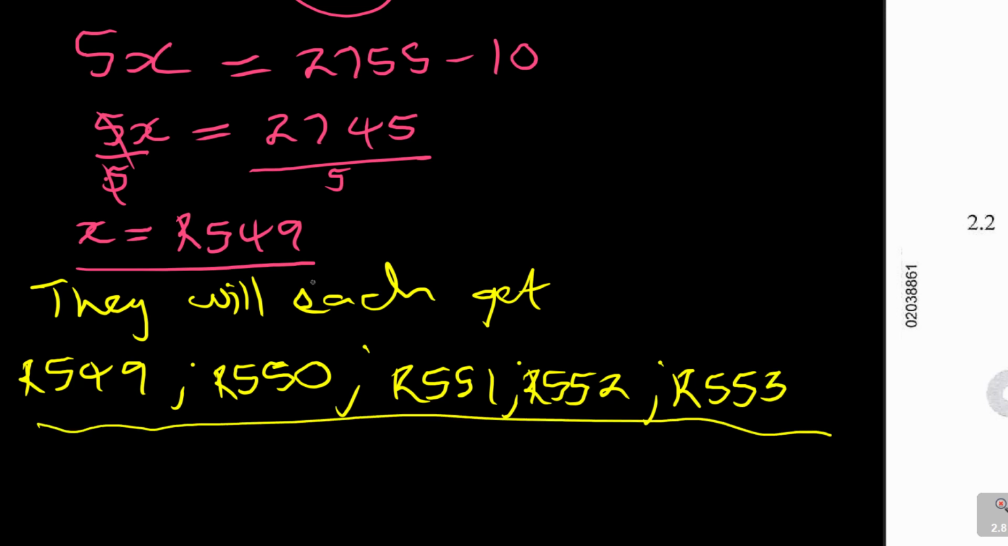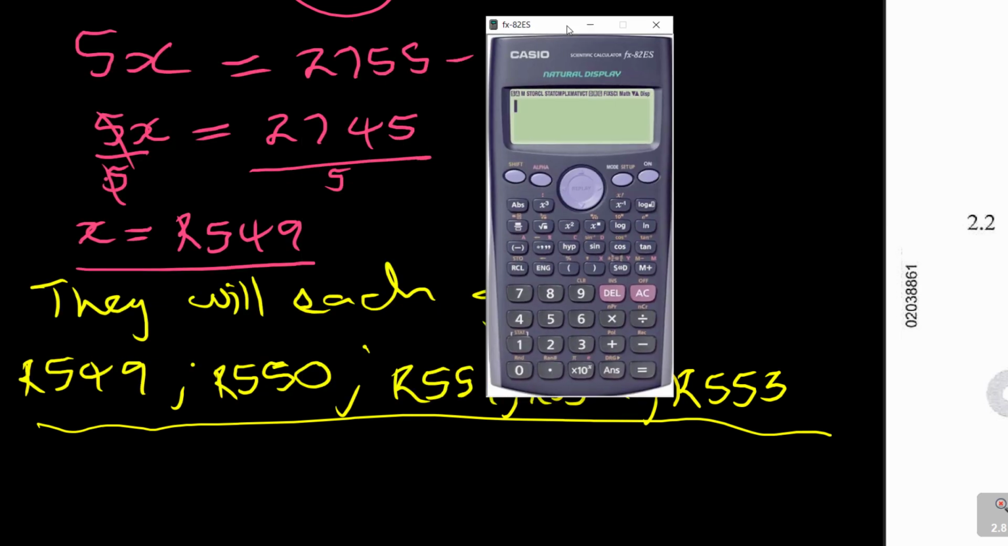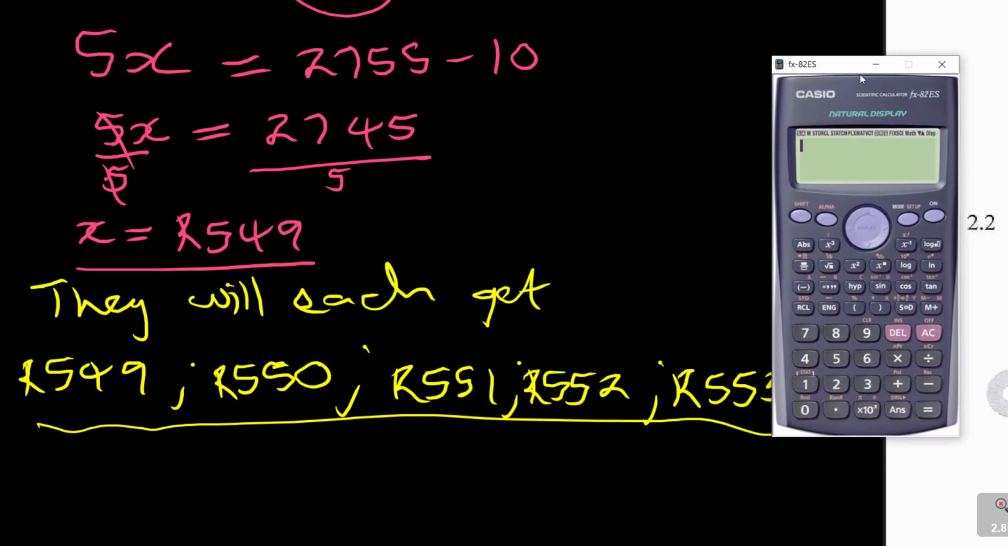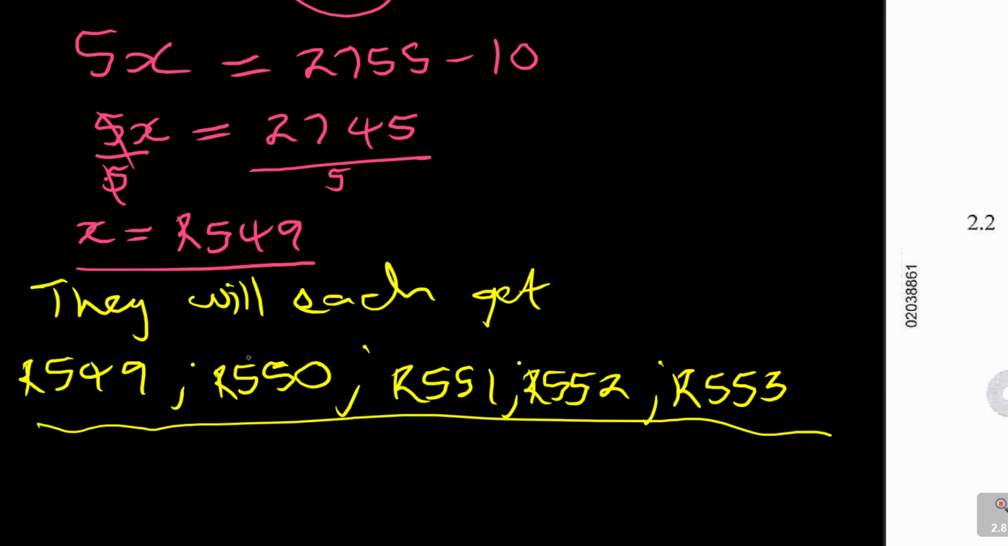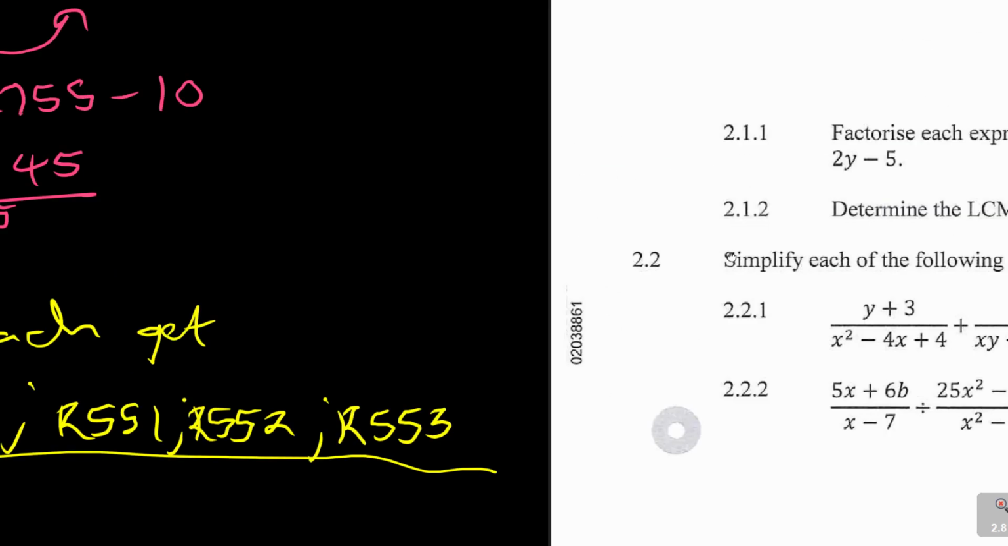You can test now. Add everything. It must give us 2755. Let's add 549 plus 550 plus 551 plus 552 plus 553. I'm just doing it slow so that this calculator doesn't disappoint me. 2755, you see? Then it means each one, this is correct.